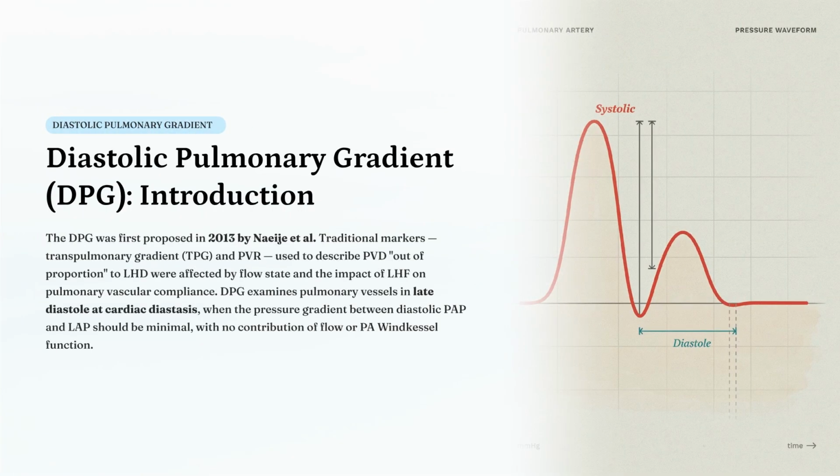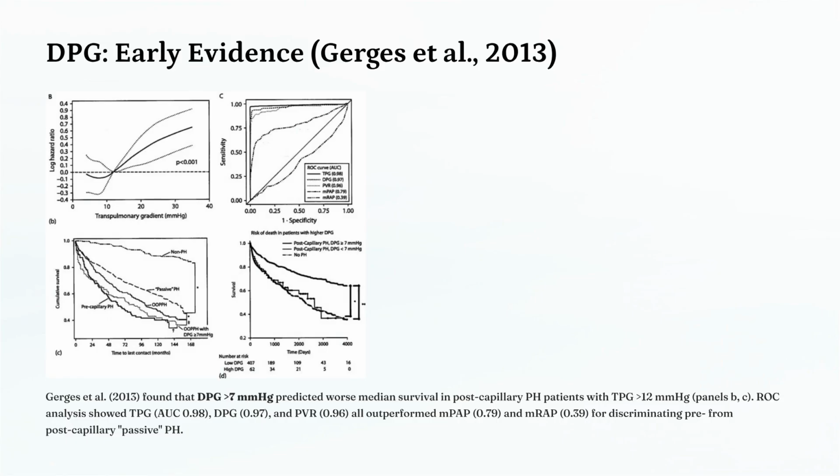Finally, we consider the diastolic pulmonary gradient. Proposed in 2013, this measure is designed to better assess pulmonary vascular disease, particularly when distinguishing between pulmonary arterial hypertension and pulmonary venous hypertension caused by left heart disease. Burgess and colleagues demonstrated that a diastolic pulmonary gradient greater than 7 millimeters of mercury is a predictor of poor survival in post-capillary pulmonary hypertension. Their ROC analysis highlights the gradient's superior ability to discriminate between pre- and post-capillary conditions compared to mean pressure metrics.